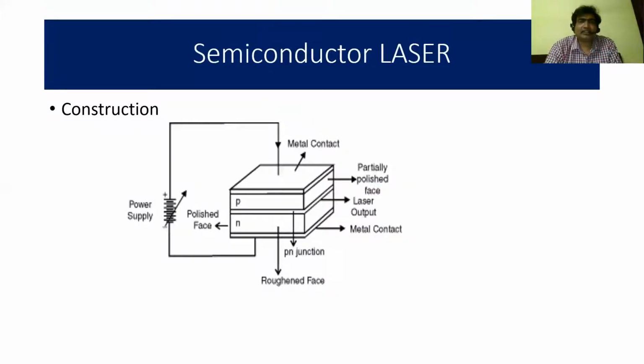This is the construction of the semiconductor laser. Here you can observe this is the P region and this is the N region and the middle part is PN junction. From this PN junction only the light is emitted, laser light is emitted. The P region is connected to the battery positive terminal and the N region is connected to the battery negative terminal. Hence we can conclude that this semiconductor laser is forward biased. So semiconductor lasers work only in forward bias condition. Here the front and back surfaces are well polished.